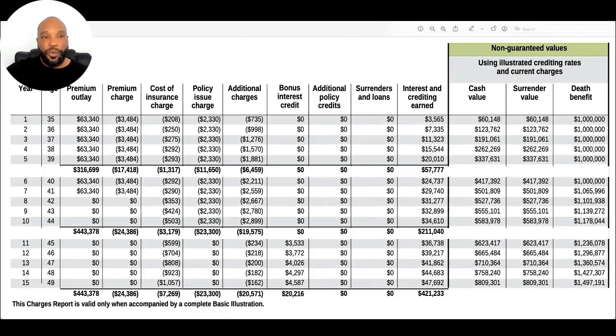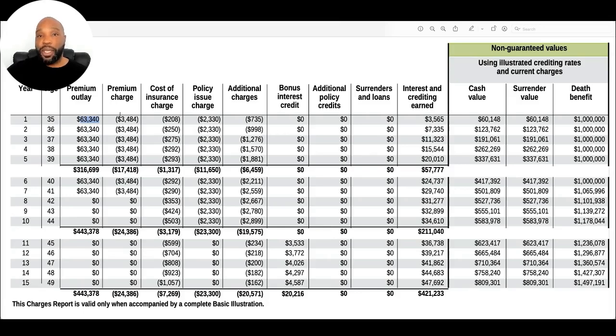Okay. So for this 35-year-old male, with a $1 million death benefit, the maximum premium allowable is $63,340. The premium charge, remember, that's the automatic charge that is deducted to reimburse the insurance companies for state and local taxes. And I actually should have mentioned this. The reason why they have that state and local tax is because insurance companies are not regulated by the federal government. They're actually regulated on a state level.